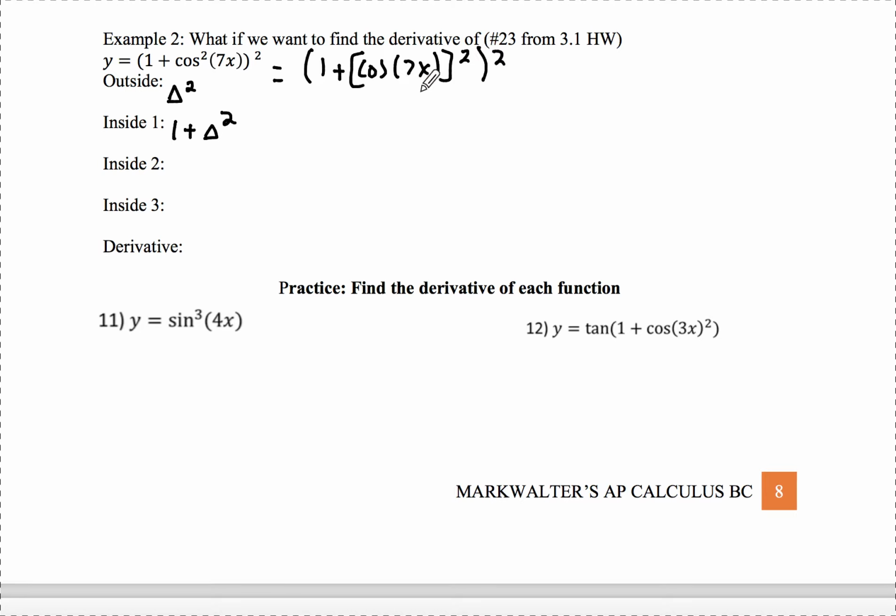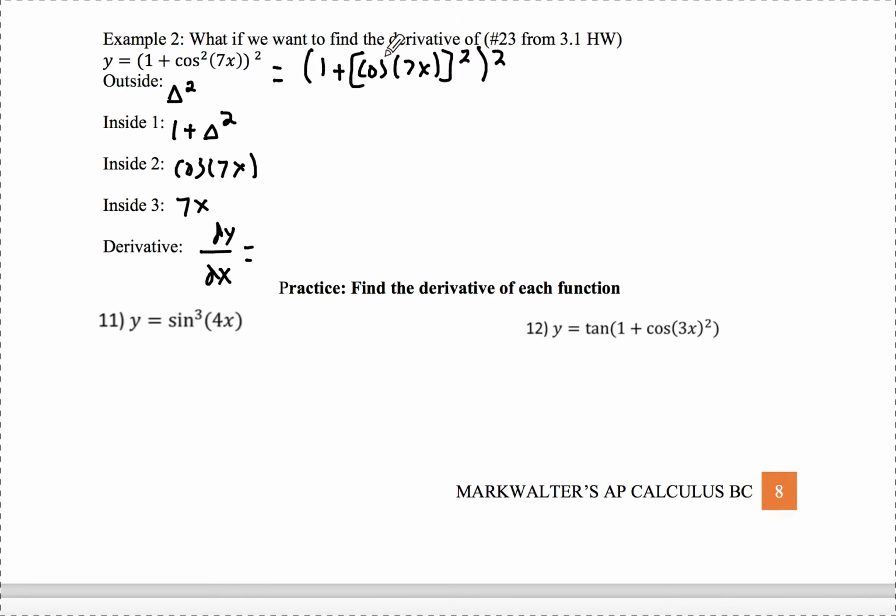And we need to kind of not get too stuck with the trees here. We want to take a look at the forest. We have something squared, then we have 1 plus something squared. Inside of that squared, I have a cosine of 7x. That cosine of 7x lives inside that something squared. What's inside that cosine? It's a 7x. So I actually have 1, 2, 3, 4 layers I have to get through for my chain rule. So I'm actually going to end up with 4 things multiplied together.